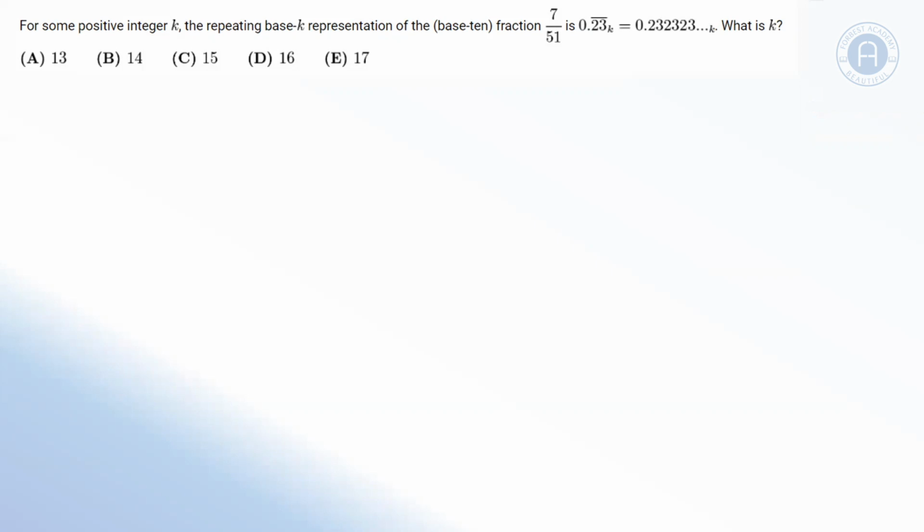So our question today: for some positive integer k, the repeating base k representation of the base 10 fraction 7/51 is 0.23 repeating in base k, so 0.232323. What is k? The first concept I'd like to look at today is how we can change a repeating decimal into its equivalent fraction.